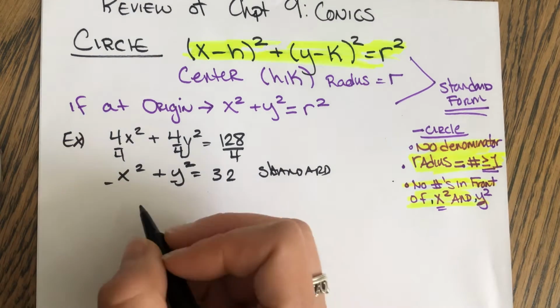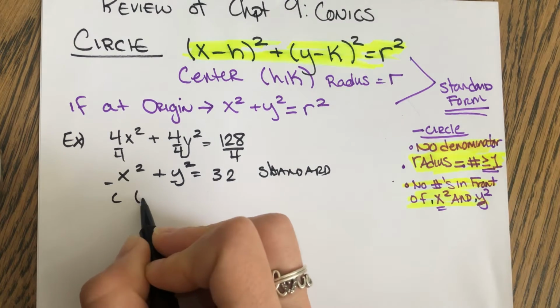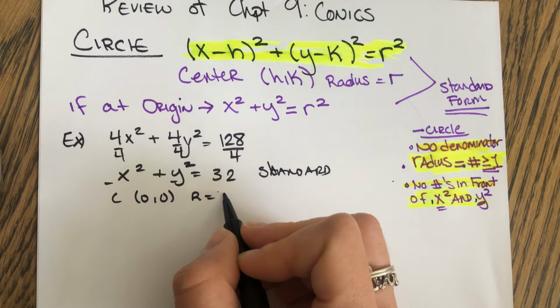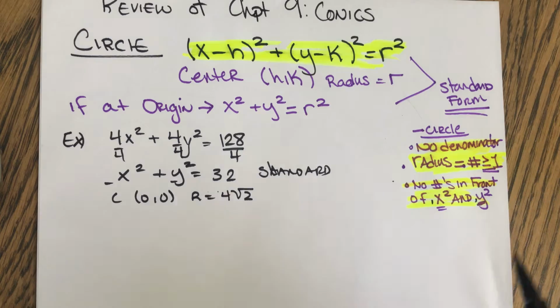And now you can clearly say your center is 0, 0. And so center is 0, 0. And then the radius, when you simplify rad 32, you get 4 rad 2. Okay, so that has to be for a circle.